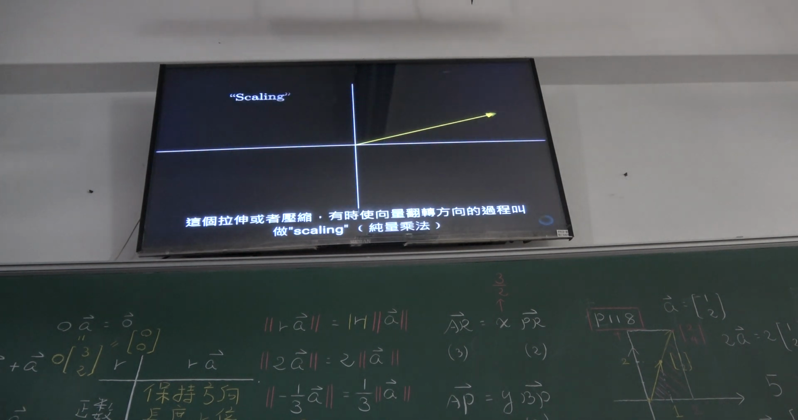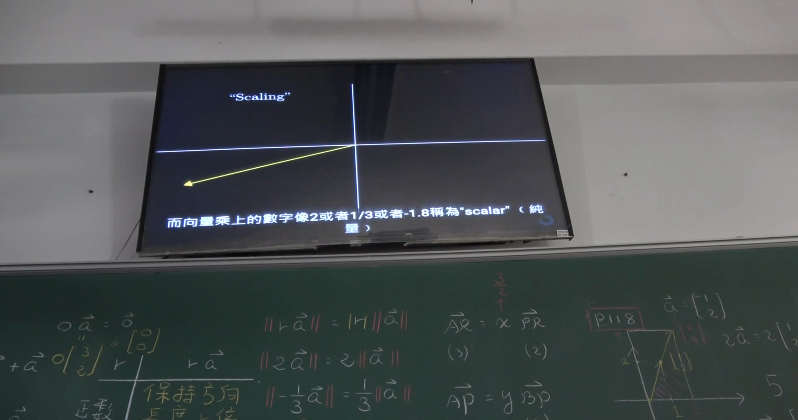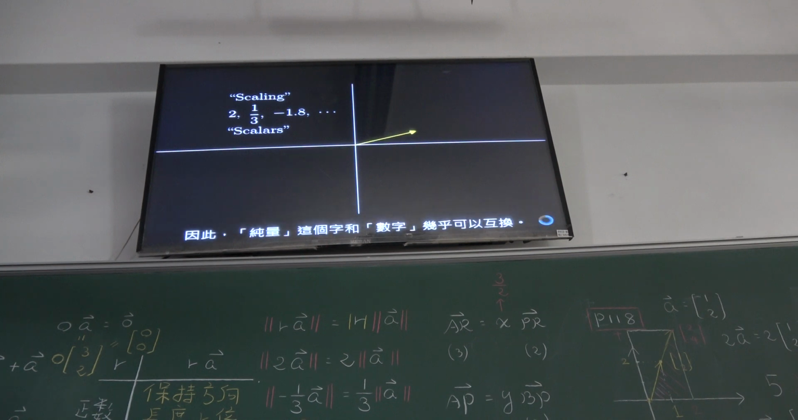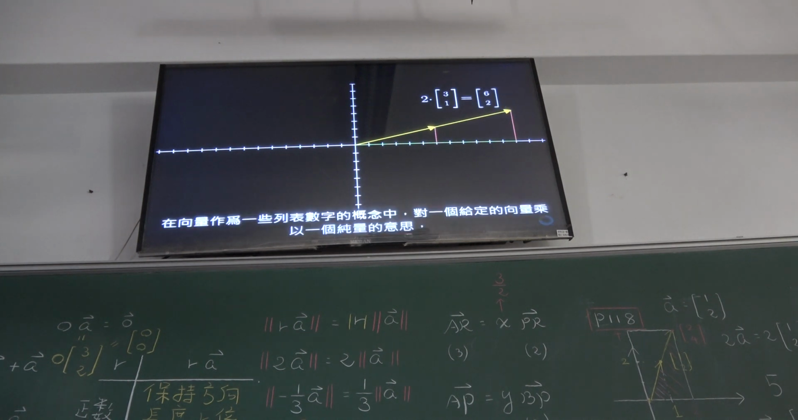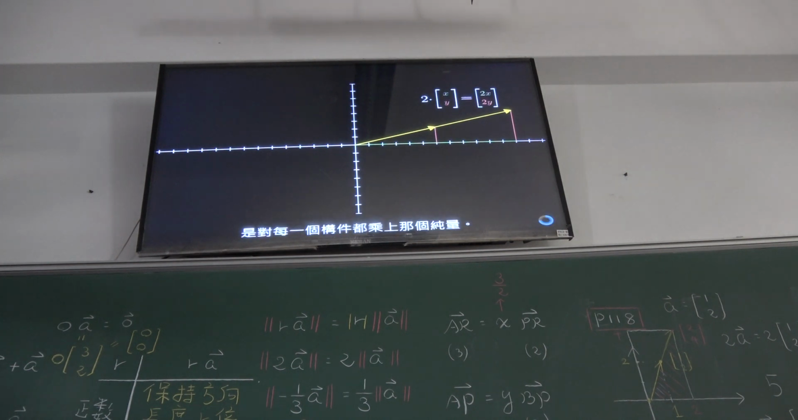This process of stretching or squishing or sometimes reversing the direction of a vector is called scaling. And whenever you catch a number, like 2 or 1/3 or negative 1.8, acting like this, scaling some vector, you call it a scalar. In fact, throughout linear algebra, one of the main things that numbers do is scale vectors. So it's common to use the word scalar pretty much interchangeably with the word number. Numerically, stretching out a vector by a factor of, say, 2, corresponds with multiplying each of its components by that factor, 2. So in the conception of vectors as lists of numbers, multiplying a given vector by a scalar means multiplying each one of those components by that scalar.